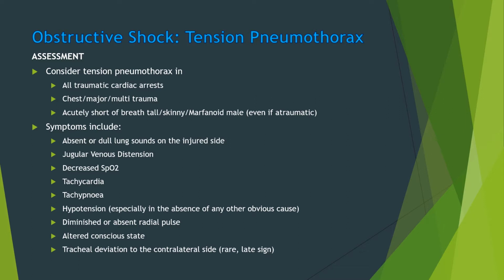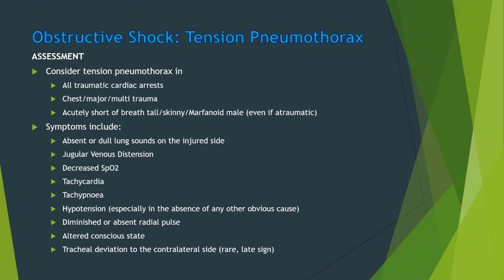Symptoms of a tension pneumothorax include absent or dull lung sounds on the injured or affected side. We can see some jugular venous distension. We can see decreased SATs, tachycardia, tachypnea, hypotension, especially in the absence of any other obvious cause of hypotension. We can have a diminished or absent radial pulse, an altered conscious state.